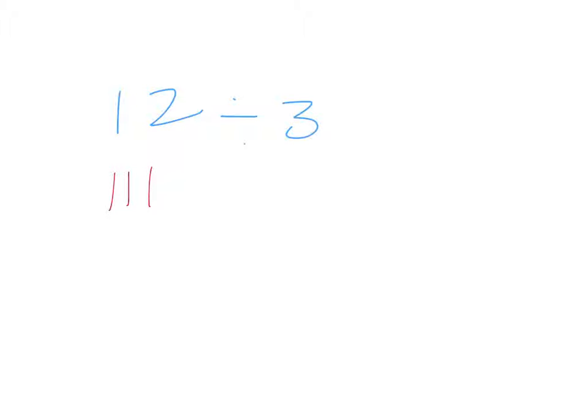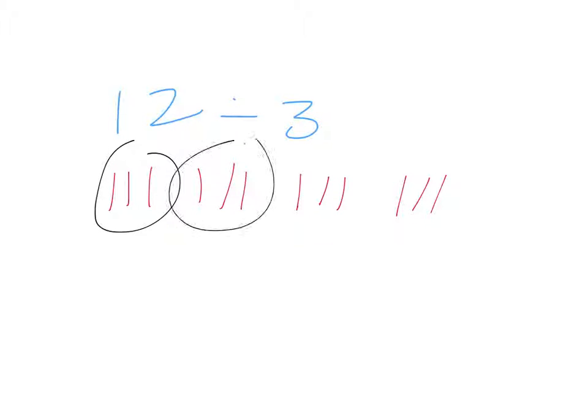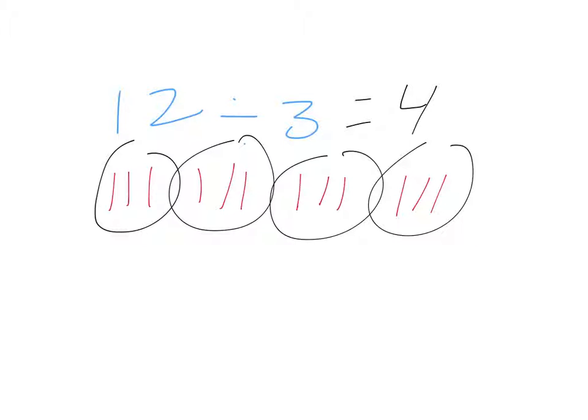1, 2, 3, 4, 5, 6, 7, 8, 9, 10, 11, 12. You can see I group them together just for the sake of this. You'd have 1, 2, 3, 4. If I put them in groups of 3, there are 4 equal groups. So 12 divided by 3 equals 4. It's the same exact thing that we need to do with fractions. It just looks different because we're doing fractions.